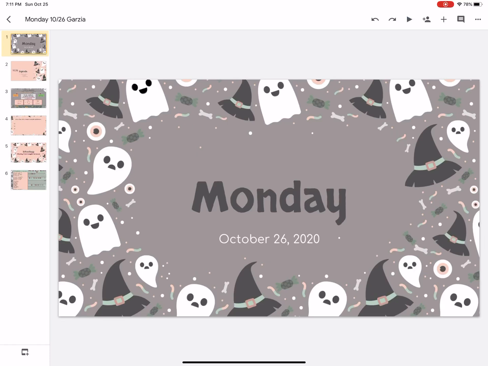We are so close to Halloween. So we got some spooky slide designs. I think they're super cute and not spooky at all, but that's okay.